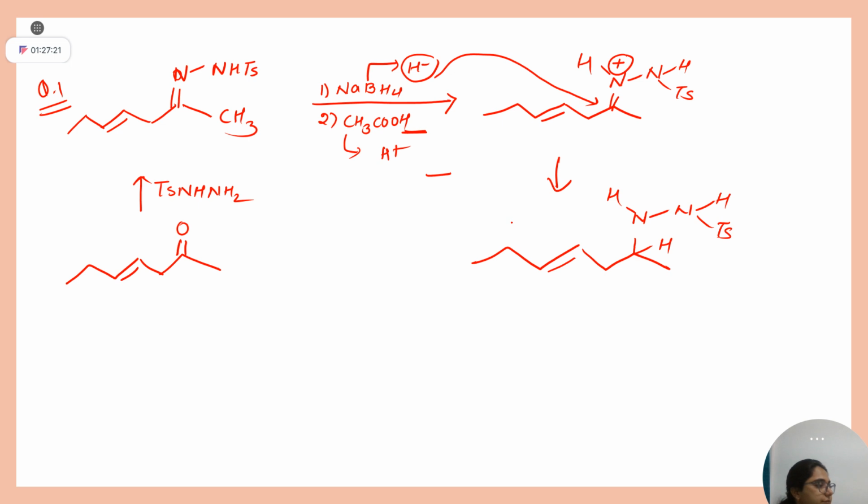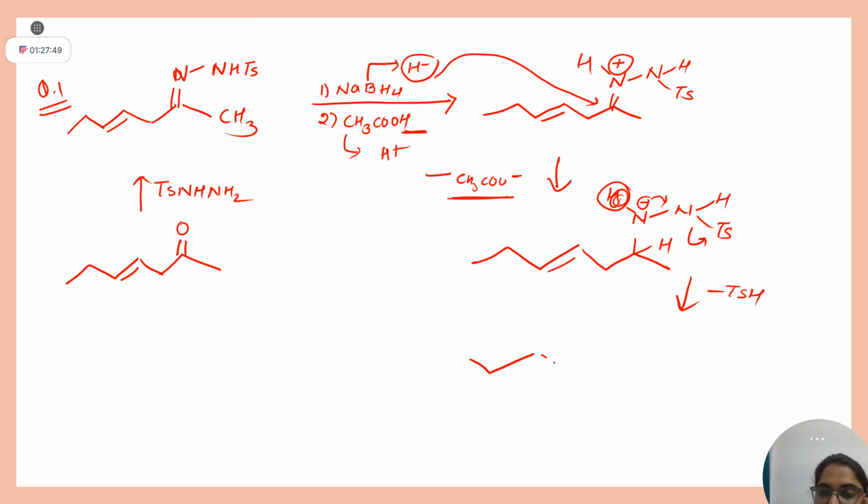Now you know one thing, that if this acid protonates this nitrogen, wait, sorry. If this acid protonates your hydrazone, this will be CH3COO negative. This acetate will abstract the proton from here. What it will do? This negative charge will knock off this tosyl, and Ts-H will be removed. Okay, and you are left with this compound, N double bond NH.